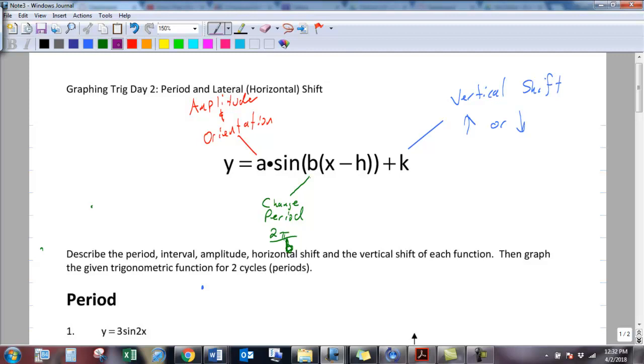And then H is going to be the horizontal shift or the lateral shift. Now, remember, that one is the opposite of what you think. That's why I'm putting an asterisk there. Remember, plus, you think it goes right? Nah, it goes left. If it's minus, you think it goes left? Nah, it goes right. Horizontal and lateral are the same thing. I use them interchangeably. So there we have our 4 different variables of how it's going to take our parent graph and either stretch it, shrink it, or translate it, move it.